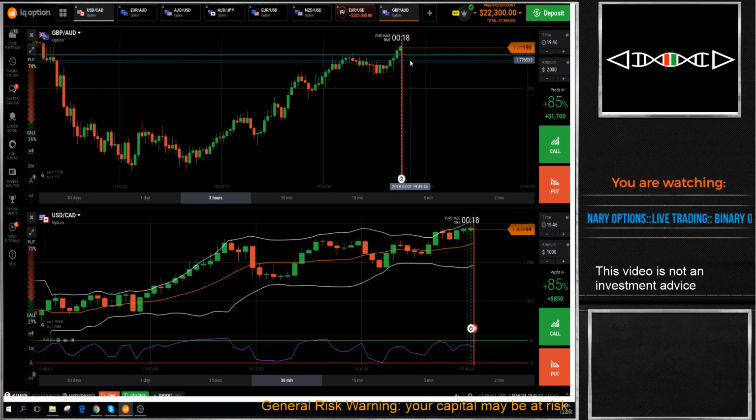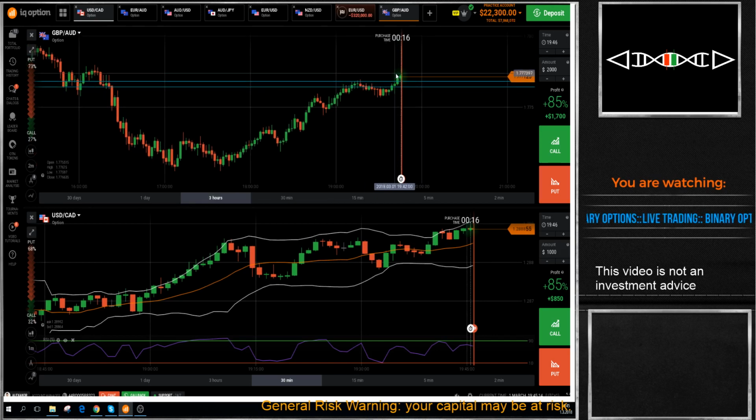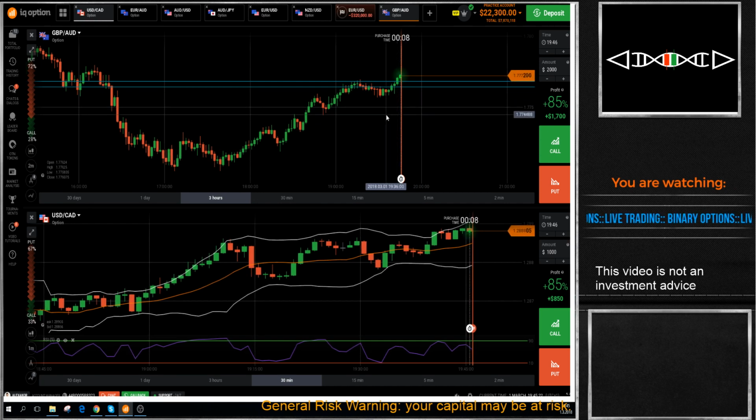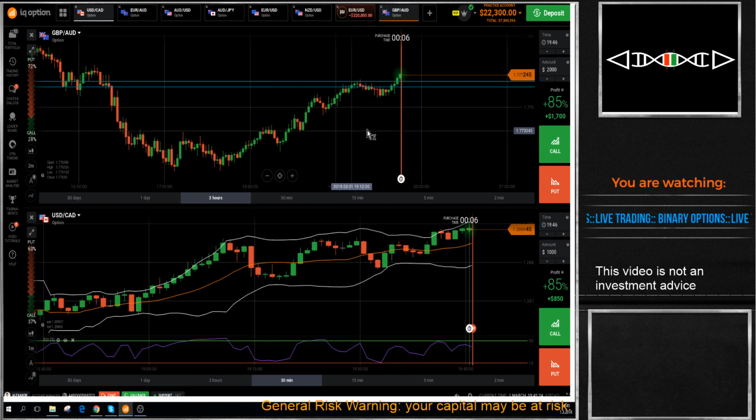As you can see, this zone is clearly broken for now. Whether it's a fake out or not, it's not really relevant for short-term trades, when I trade with 1 or 2 minute or 2 or 3 minute expiries.